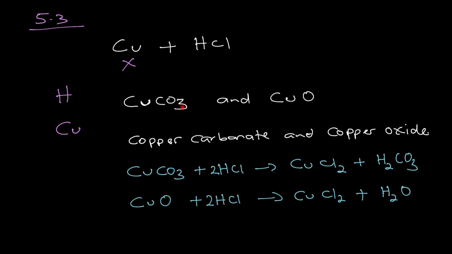The copper in the copper carbonate will swap places with hydrogen here, and the copper there will swap places with hydrogen too. So you can see copper carbonate plus HCl will give copper chloride plus H2O plus CO2. This is carbonic acid. This will then dissociate into water and carbon dioxide. This is copper oxide plus hydrochloric acid. Again, that will give you copper chloride plus water.